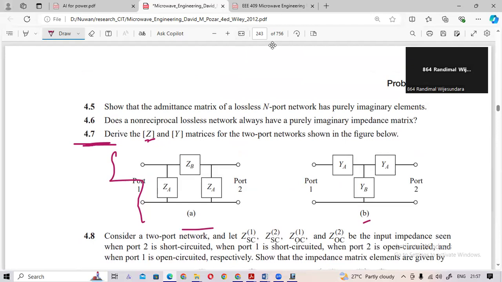So, is that okay, Randima? Do you have any problem? Okay. If you don't have any question, shall we wind up the session?